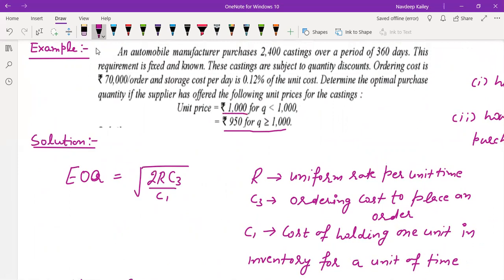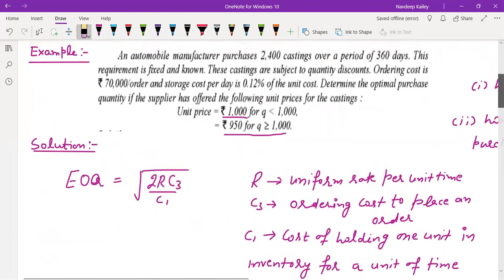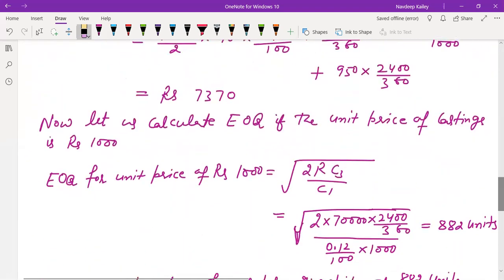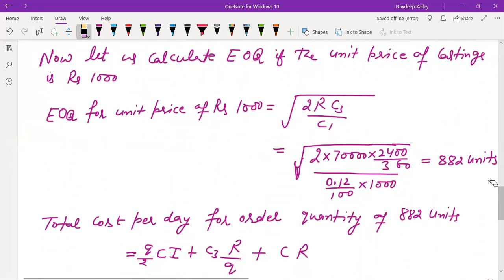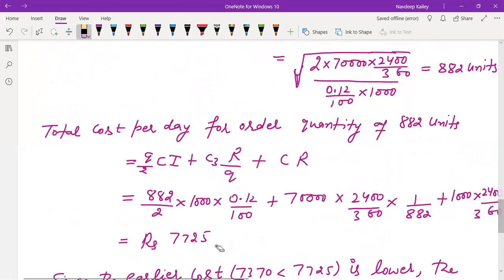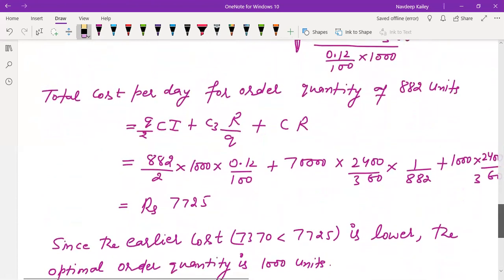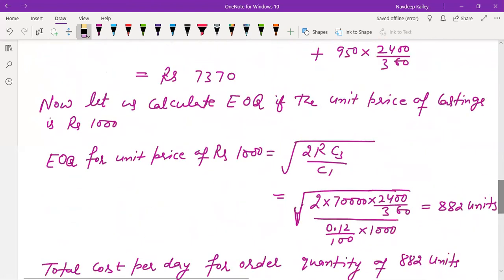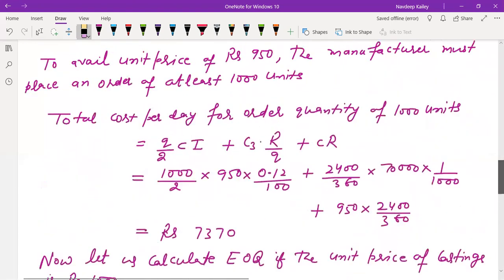We calculate economic order quantity when the unit price is 1000. When we calculate economic order quantity for unit price of rupees 1000, it comes 882 units. And after that, we calculate total cost per day for order quantity of 882 units, and it comes rupees 7725. Now because the cost in the earlier case is lower, the optimal order quantity should be 1000 units. This is how we determine the optimal order quantity in inventory models when there is one price break.